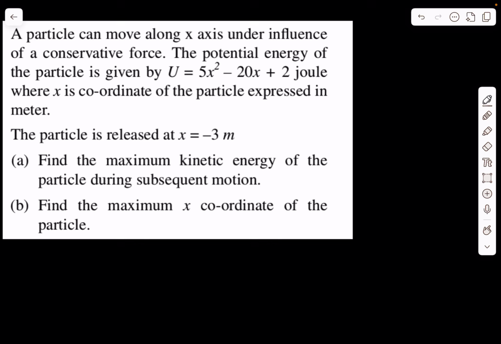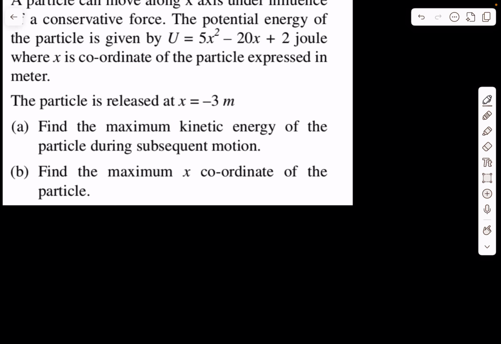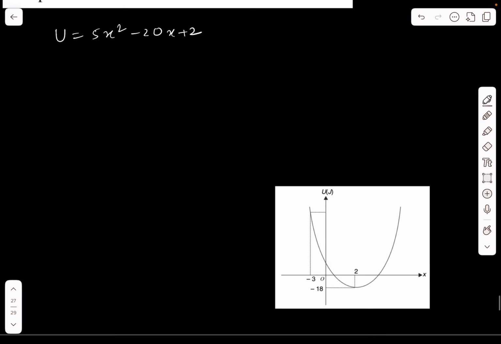It is given that the particle is released at x equal to minus 3 meter. So we have to find the maximum kinetic energy and the maximum x coordinate of the particle during the subsequent motion. So if we carefully plot this given function, this potential energy function, U equal to 5x square minus 20x plus 2, it is an upward parabola and it will look like this.